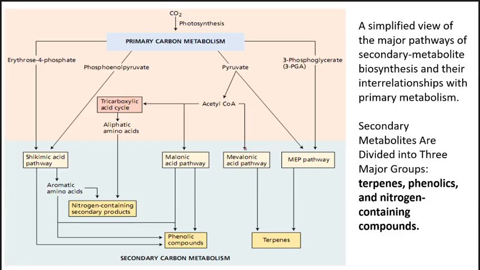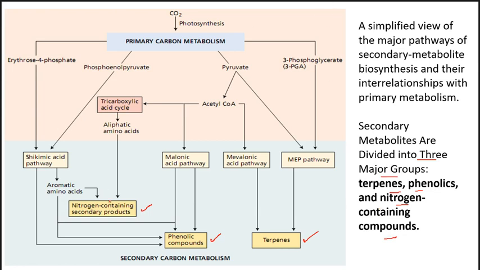So here we see that there are different kinds of metabolites. One is terpene, second is phenolic compound, third is nitrogen containing compound. Secondary metabolites are divided into three major groups: terpenes, phenolics, and nitrogen containing compounds. We have to learn the biosynthetic pathways of these three major groups. What are the names of the pathways by which these groups are synthesized? Here I have summarized.